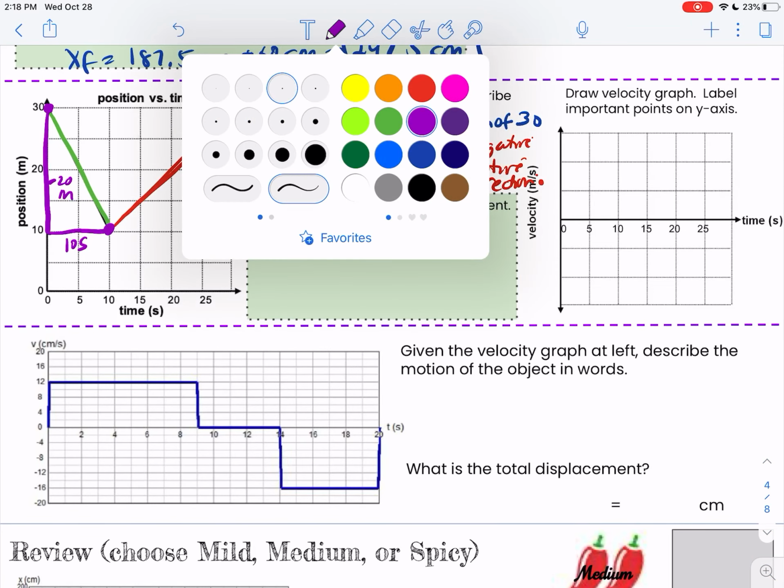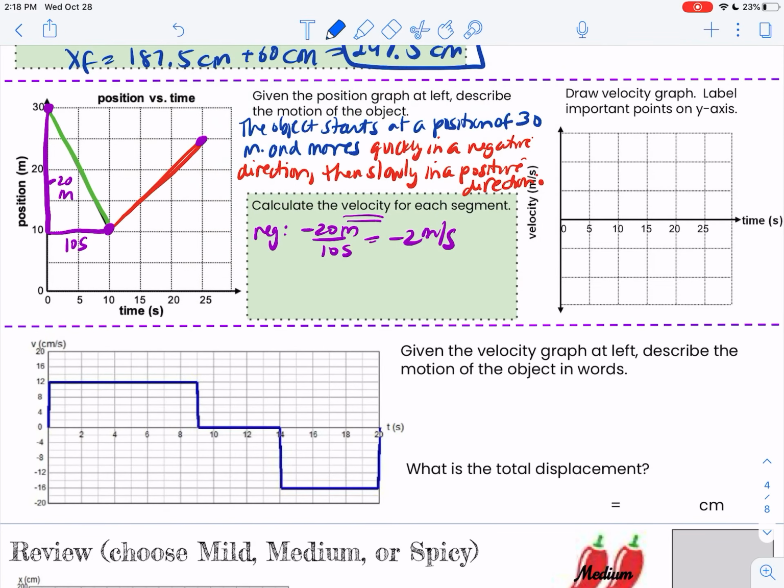All right, and then if I want to look at the next one, I see here from 10 to 25, that's 15 seconds. And it's going from 10 to 25 here, so that's 15 meters. That was easy. Okay, so 15 meters in 15 seconds is just a velocity of 1 meter per second.